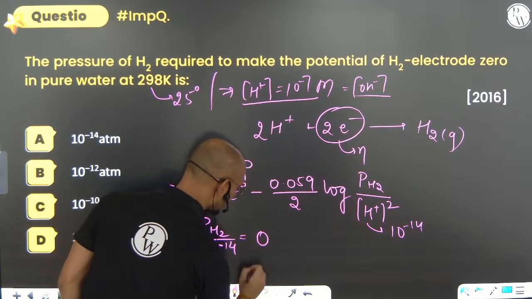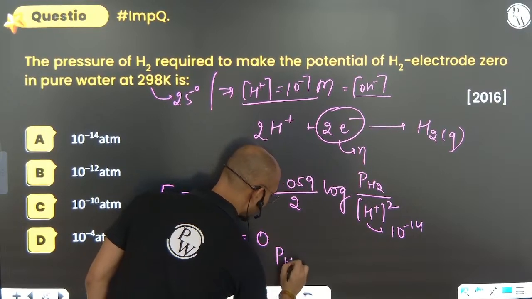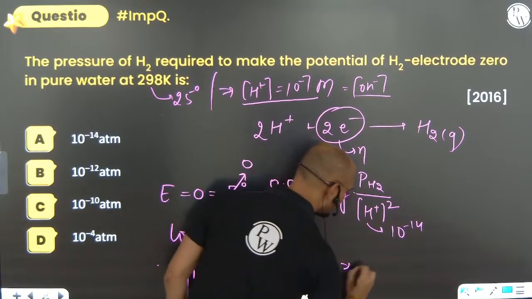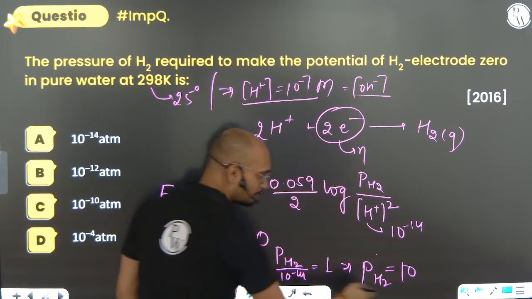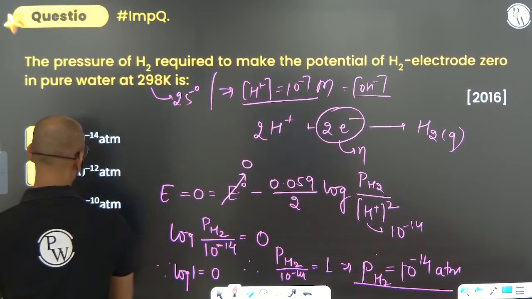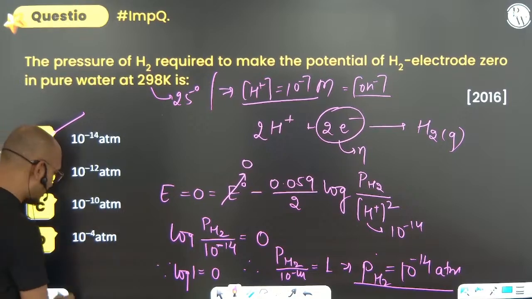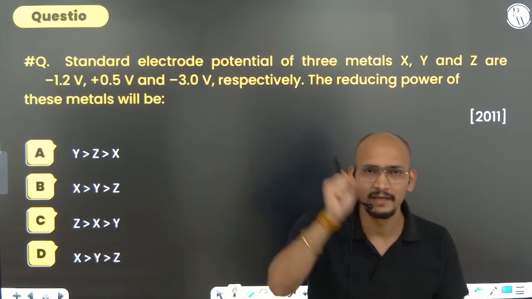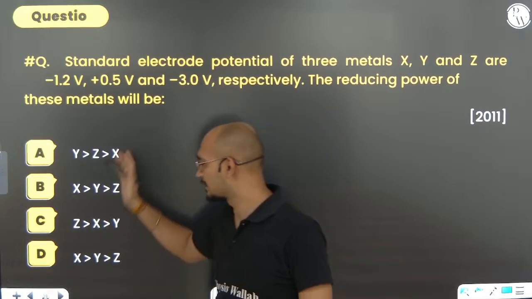Therefore pressure of hydrogen divided by 10 to the power minus 14 equals 1. So pressure of hydrogen comes out to be 10 to the power minus 14 atm. Can you see option A is the correct option? Any issue, any doubt? These are very good questions. I am taking all the good questions out of electrochemistry PYQs, so please take care of those.